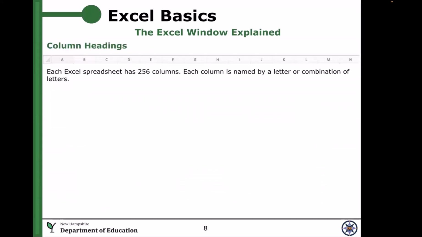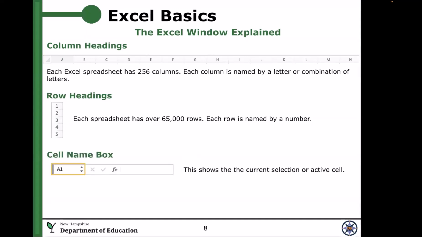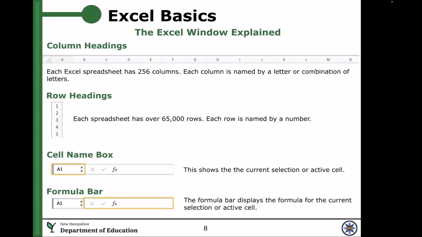When it comes to column headings, an Excel spreadsheet can have 256 columns, and then obviously it's got those letter combinations with it. The rows, you're able to have up to 65,000 rows, and each one has a number. And then you've got your cell name, and the cell that you have active or selected. And then you have the formula bar. Again, whatever is in that cell will be shown in your formula bar.